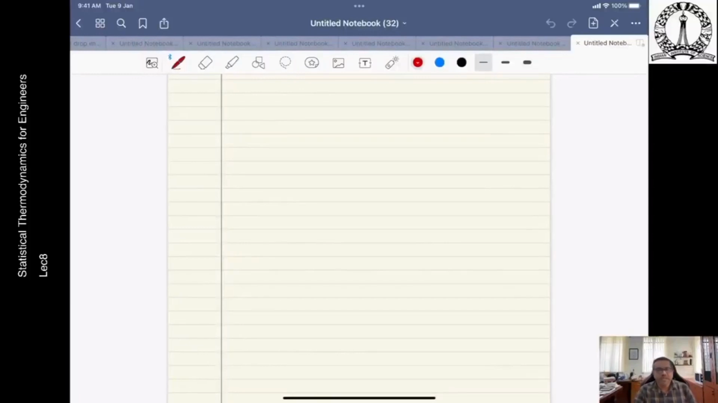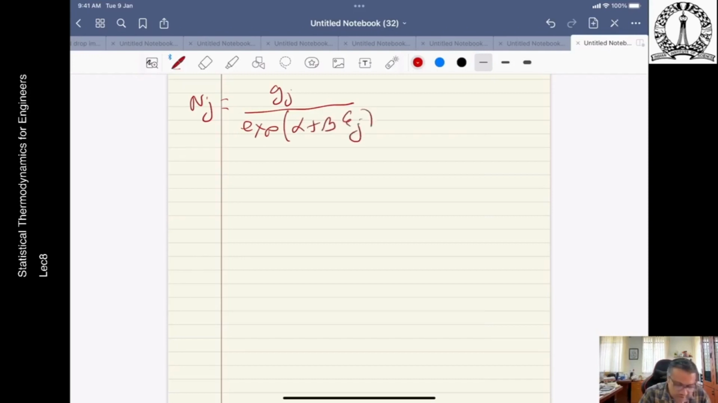So, welcome to lecture 8 of Statistical Thermodynamics for Engineers. If you recall, in the last lecture, we said Nj is equal to Gj exponential alpha plus beta Ej, minus plus 1. This was the most probable distribution, and this was perhaps the only distribution.